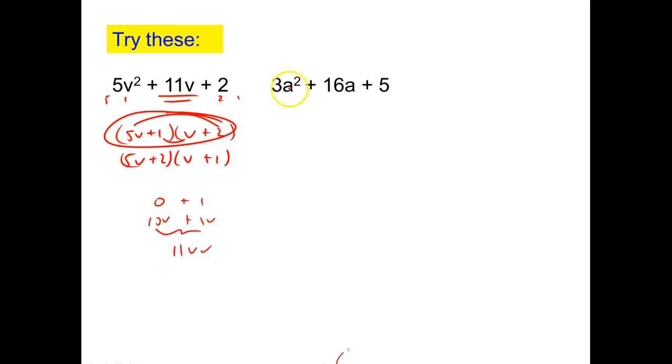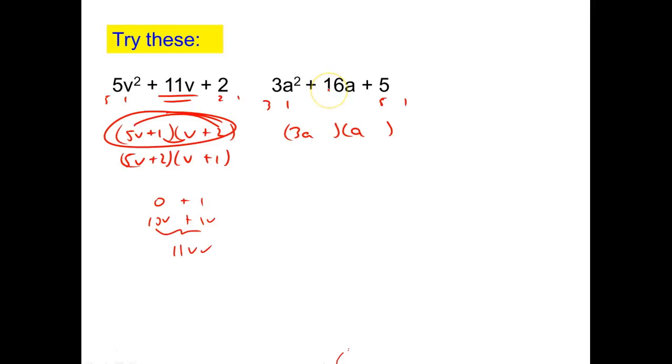Let's look at another example. We have 3 in the front, so the only way to get 3a squared is going to be 3a and a. In the back, we have 5 and 1. Everything's positive, so we don't have to worry about any subtraction. So we have 3a and a.